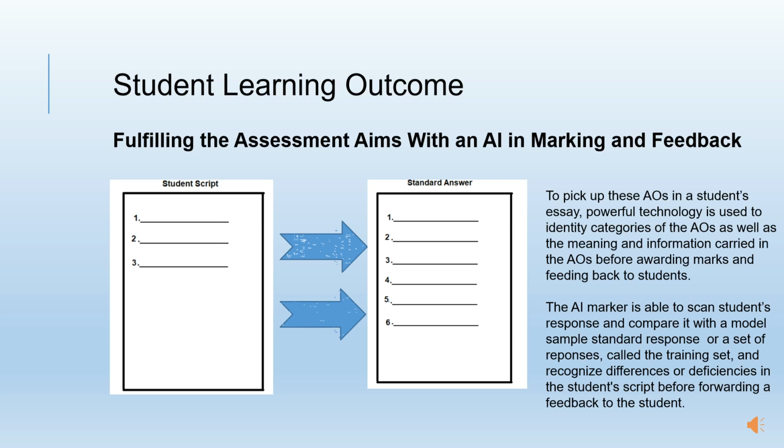To pick up these AOs in a student's essay, Intimus's artificial intelligence is used to identify categories of the AOs as well as the meaning and information carried in these AOs before awarding marks and feeding back to the students. The Intimus artificial intelligence is able to scan the student's response and compare it with a model sample standard response or a set of responses called the training set, and recognize differences or deficiencies in the student's script before forwarding a feedback to the student.